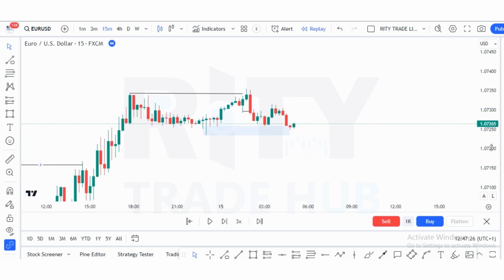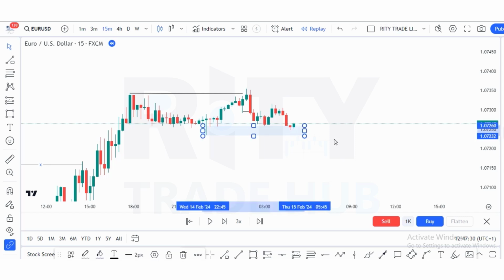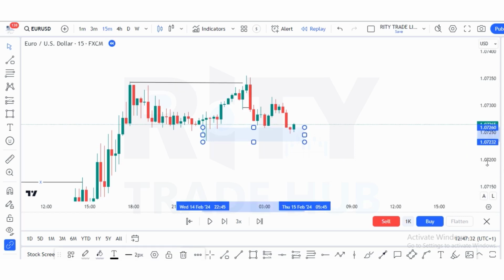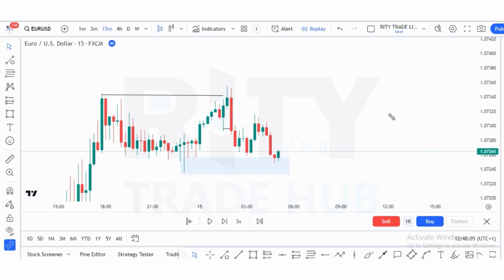Okay, guys, as you can see right here, price did mitigate our POI. If we look closely, you can also see that price had already mitigated this other entry. So here, price has mitigated our zone. We have a valid order block. But guys, I do not recommend you go in on this trade because it is not a high probability entry.